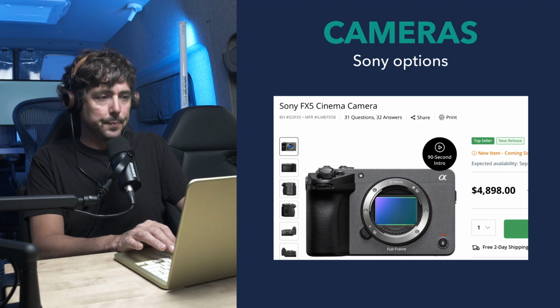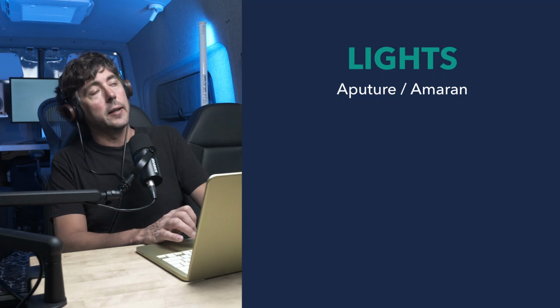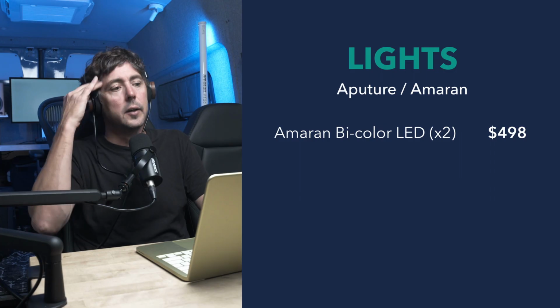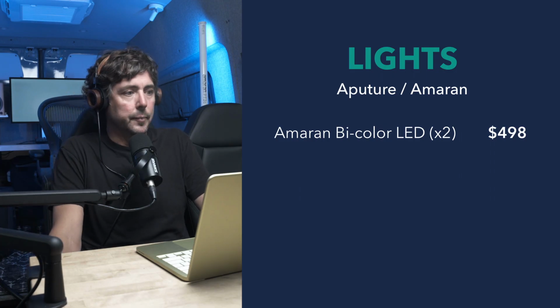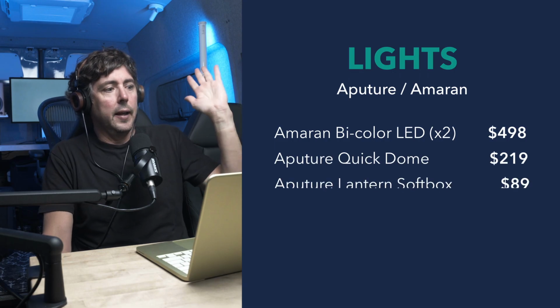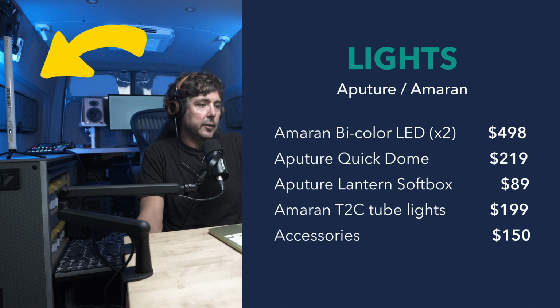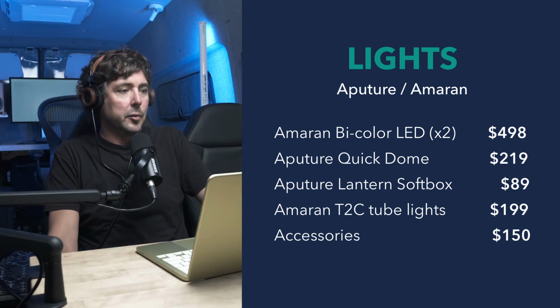In lights, we are going to stick to a market leader. Aperture is a popular brand. I'm using an Amaran light right now, which is the lower end brand within the Aperture ecosystem. And we'll get 1 dome, 1 lantern, which are ways to shape the light, and some tube lights like you see behind me, and some accessories.